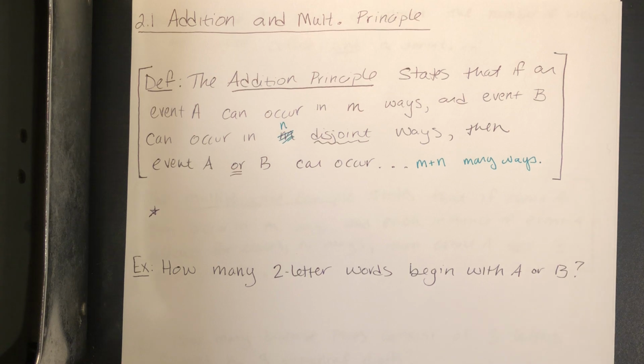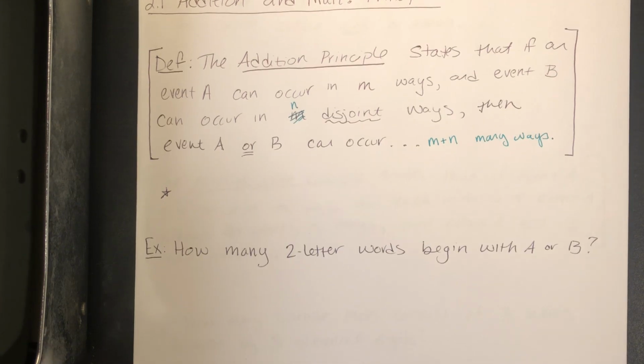Okay, this makes perfect sense. So in this case, m would represent, say, choosing a coffee, and I guess event A would be choosing a coffee, and event B would be choosing a donut. So there's 3 ways to choose a coffee, there's 5 ways to choose a donut, so there's 3 plus 5, or 8 ways to choose one or the other.